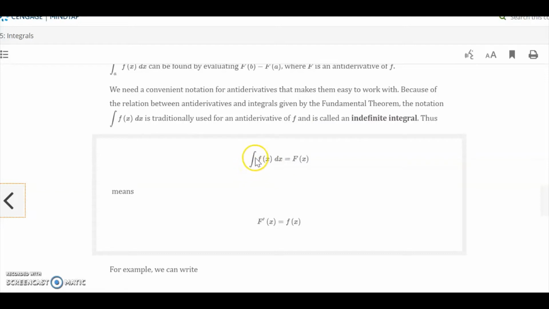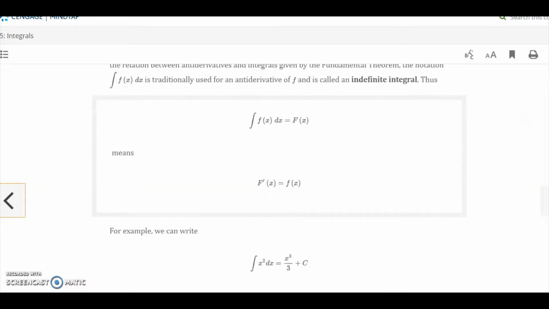We know that this long stretched out s means integral. So we're integrating the function f of x. We have that dx at the end. Remember, that's important because it tells us what we're integrating with respect to. And that equals the antiderivative at x. And remember, whenever you have an antiderivative and it is a function, you have to have plus c. So that's the most important part.